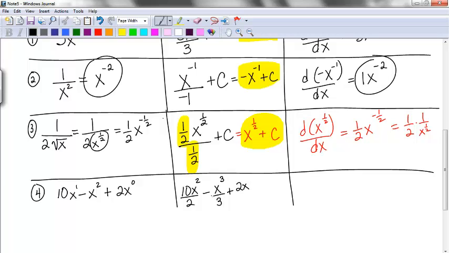If that was just a 2 there, it's like 2x to the 0. So you add 1 to the exponent, divide by the new exponent, and every one of these is going to have a plus c on it. So you can reduce on that one. That one actually equals 5x to the second minus 1/3 x cubed plus 2x plus c.